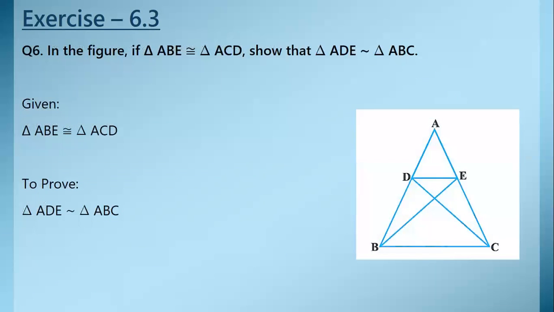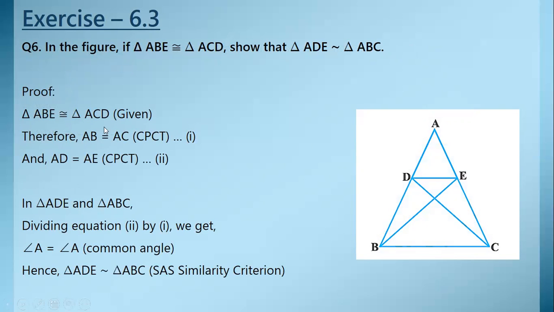Now, moving on to the sixth question. In the figure, if triangle ABE is congruent to triangle ACD, we have to show that ADE and ABC, the small triangle and the big triangle, are similar to each other. So given that two triangles are congruent, we have to prove another two triangles are similar. So ABE and ACD are congruent, to prove ADE similar to triangle ABC.